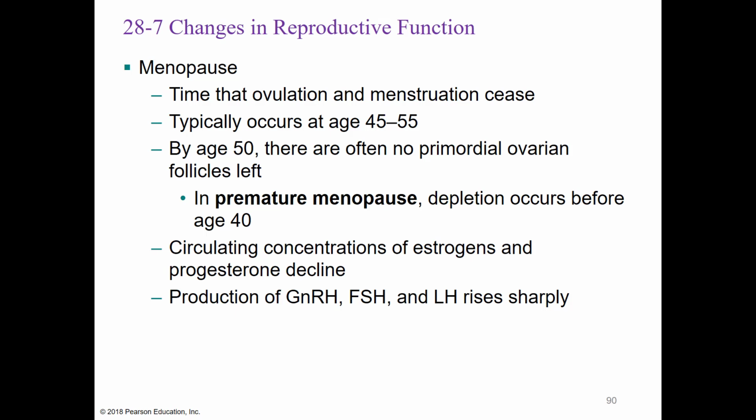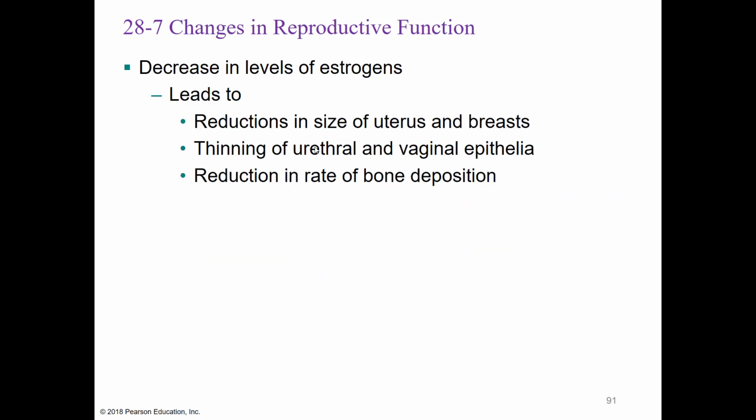In premature menopause, depletion occurs before the age of 40. Circulating concentrations of estrogen and progesterone decline, and the production of gonadotropin-releasing hormone, follicle-stimulating hormone, and luteinizing hormone rises sharply. A decrease in levels of estrogen can lead to reductions in the size of the uterus and breasts, thinning of urethral and vaginal epithelia, and reduction in the rate of bone deposition.